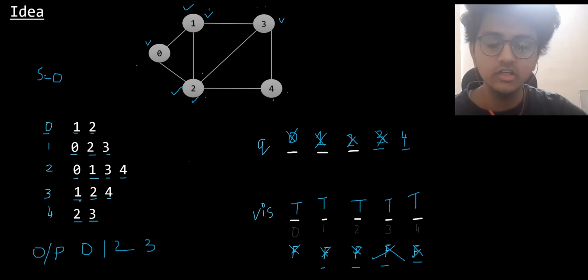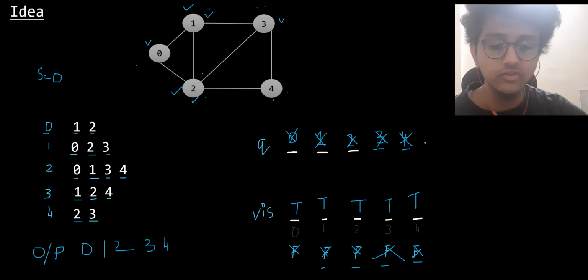So as you can see, its neighbors are 1, 2 and 4. And 1 to 4 are all true, so they are all visited, so we will not enqueue anything from it. Then we will dequeue 4 from the queue and enqueue all its neighbors, and then print it also on the output screen.